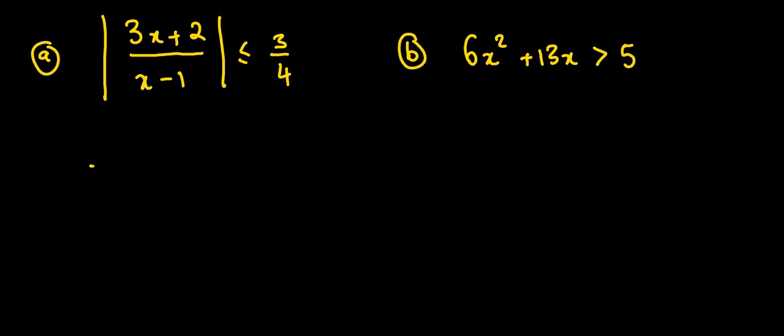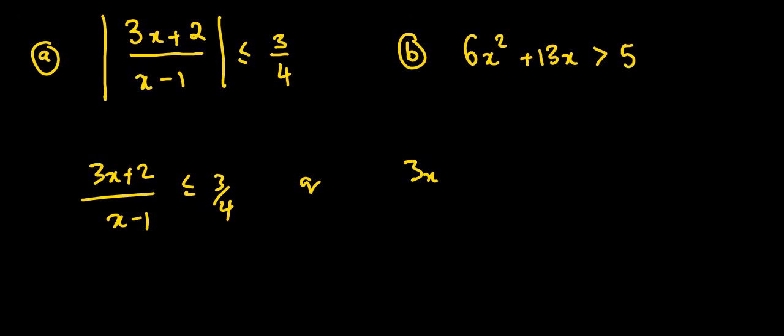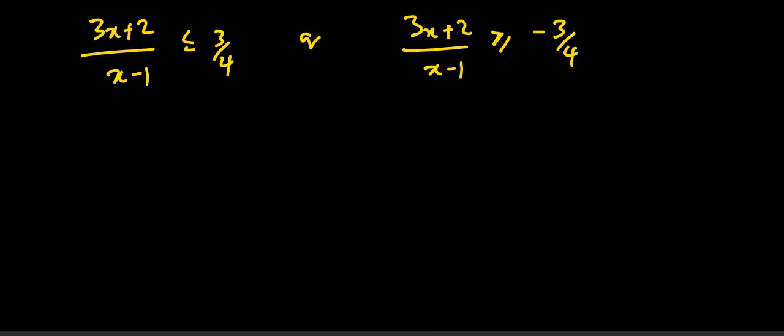So we're simply going to have two cases. Just rewriting this, we'll have less than or equal to 3/4, or we'll have (3x + 2)/(x - 1) greater than or equal to negative 3/4. This is what you always do. This is a simpler way to go about it. And here, remember under inequalities you cannot cross multiply, so we'll just have to move everything that's on the right to come on the left.